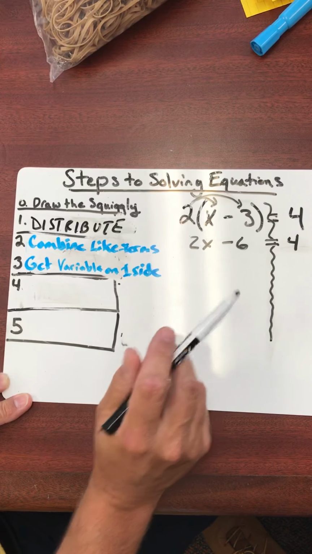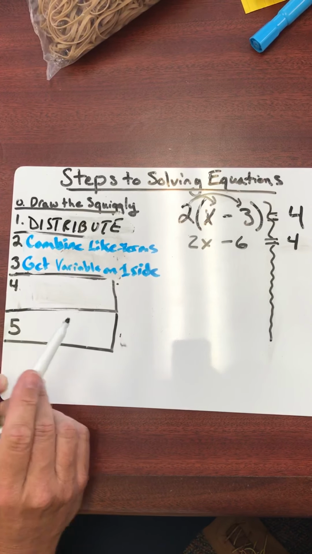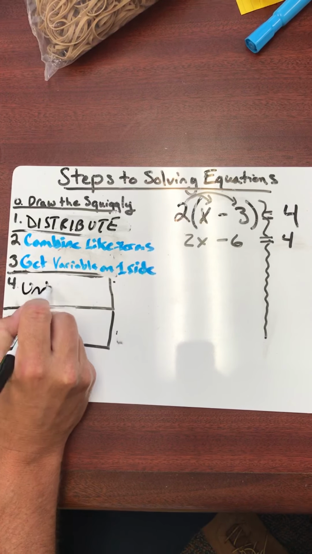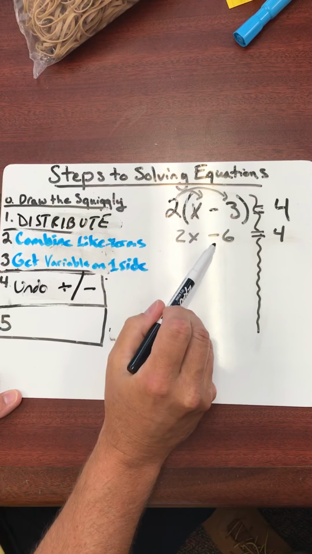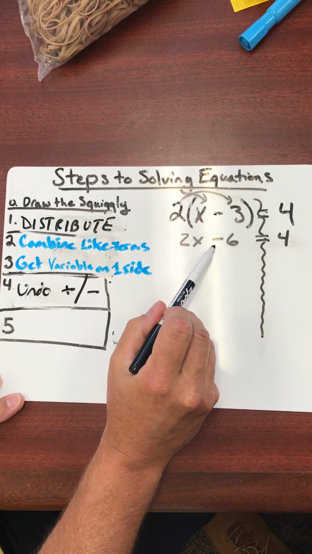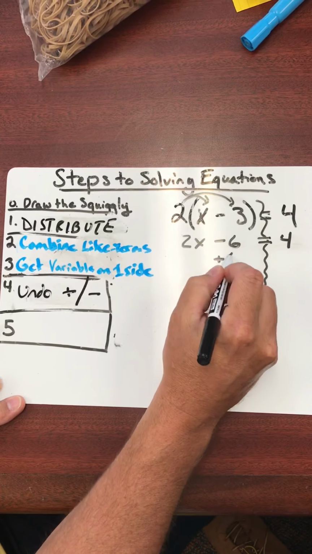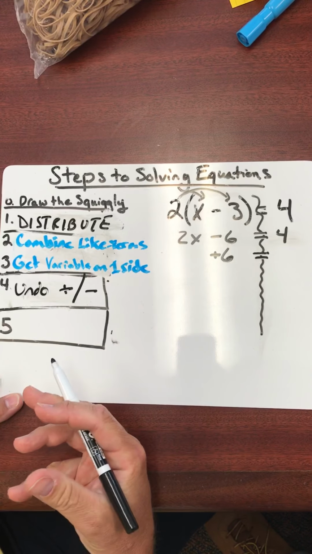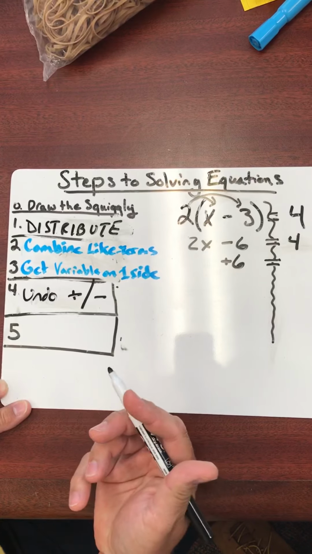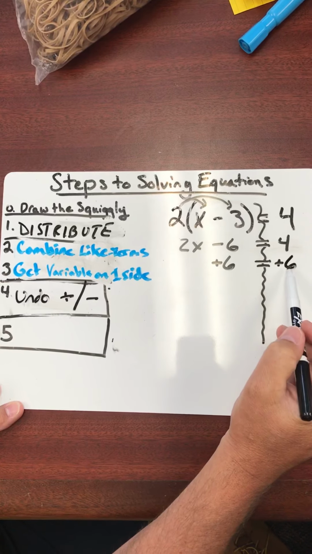The fourth step is to undo addition or subtraction on the variable side. So here we have 6 being subtracted. The opposite of subtracting 6 is add 6. So I'll add 6 on the left side of the equation. Whatever you do to one side of the equation, you have to do to the other to keep it balanced. So we'll add 6 on the right side, putting it under the other constant term.